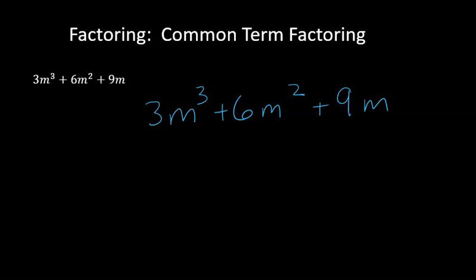So I have a cube, I have a square, and then I have a linear, just like a little normal guy. There's a bunch of stuff going on. I have alphabets and I have numbers in each single term. I have 3 terms, right? So 3m cubed is a term, 6m squared is a term, and then 9m is a term. I have 3 terms, and I got 2 operators, 2 of those plus signs. That's not that important. We don't really need to be concerned about the operators.